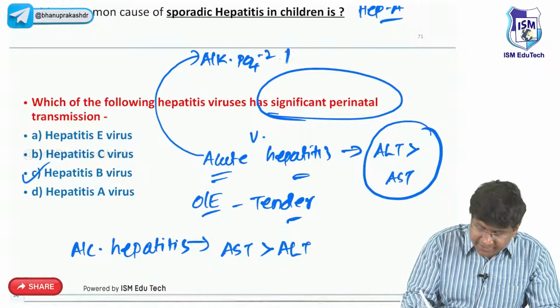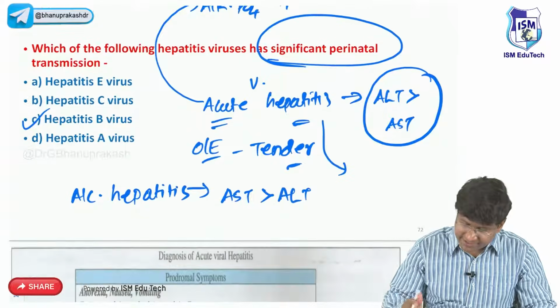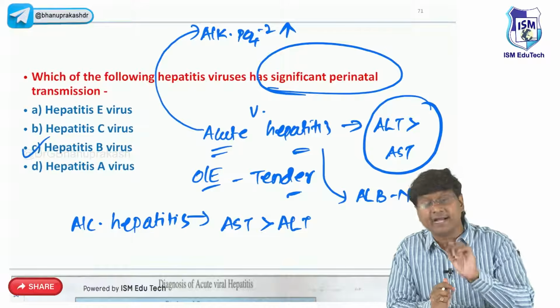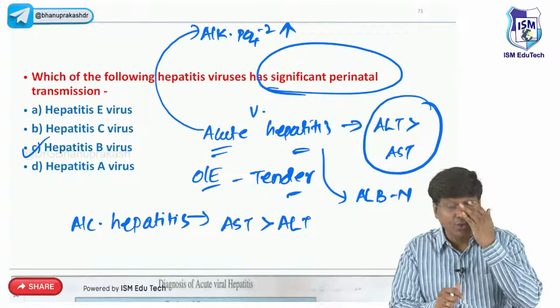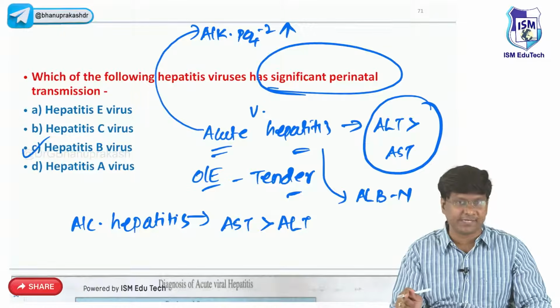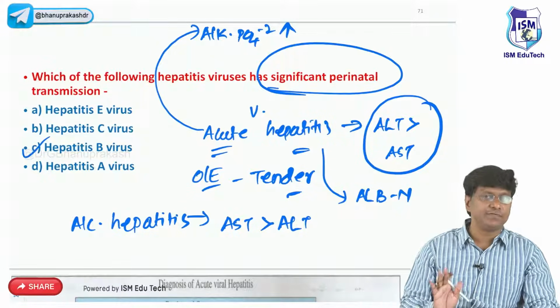But one point that you have to remember is about the albumin. In case of acute hepatitis, the albumin levels remain normal because the half-life of albumin is up to 21 days. So the albumin level will not be reduced in case of acute viral hepatitis. They are usually normal. Okay, so these will be the features of acute hepatitis.